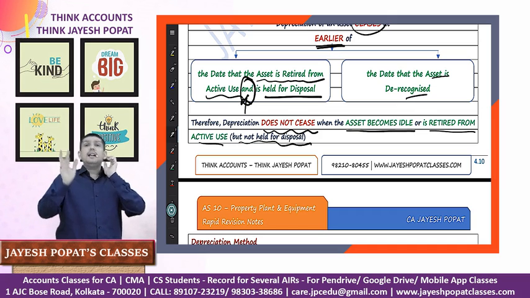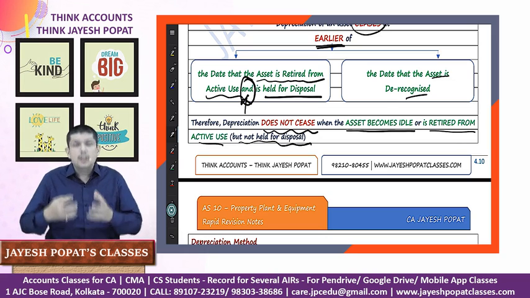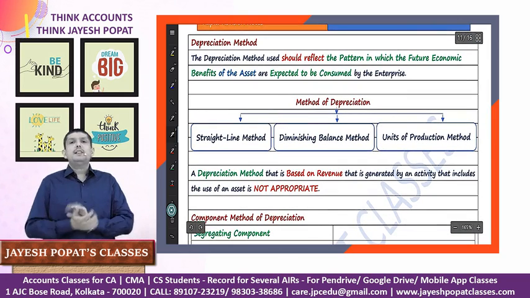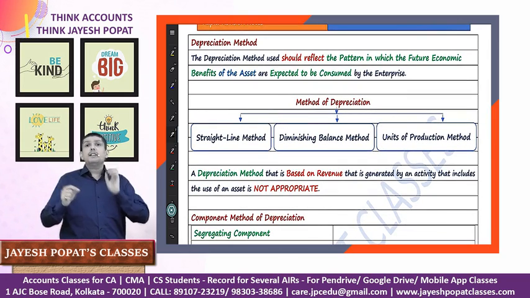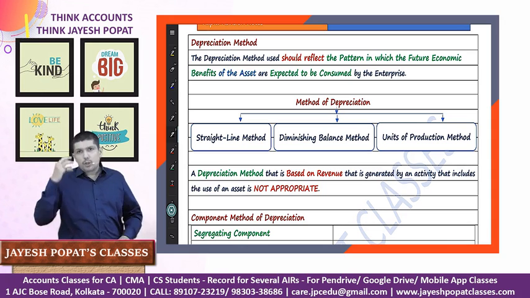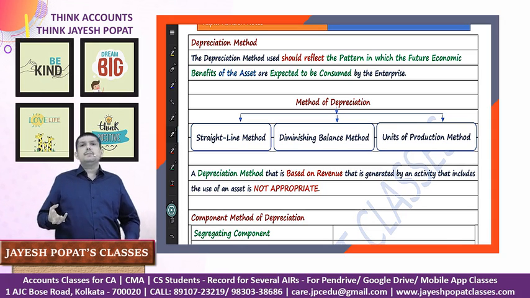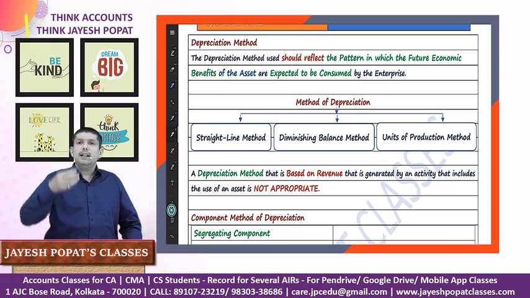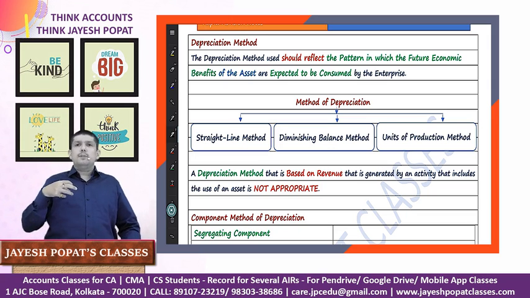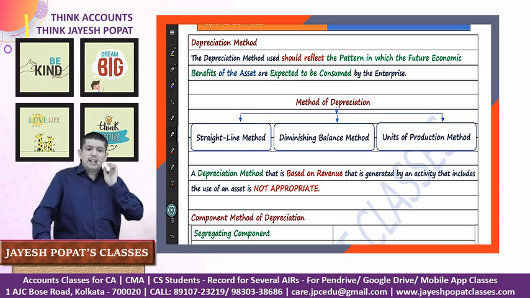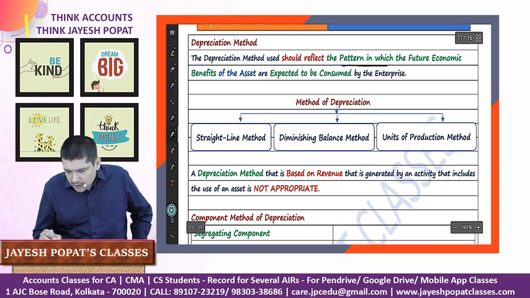Both the conditions should be met: that the asset is retired from active use, and also it is your intention to dispose of that asset. Now, depreciation method, right? It is the duty of the management to choose a proper method of charging depreciation on its PPE. What should be the methodology of selecting this method? It says that your method of depreciation should reflect the consumption pattern of your asset, right? The manner in which you will get benefit from that asset, in that same pattern, you should charge depreciation on that asset.